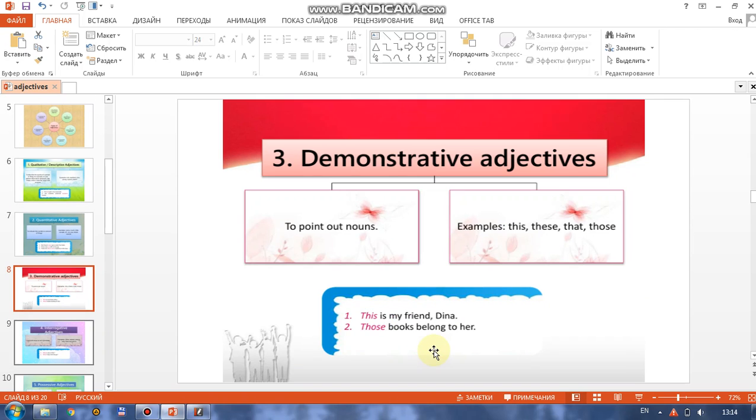Next, demonstrative adjectives are used to point out nouns with the help of the demonstrative words this, these, that, those. This is my friend Dina. Those books belong to her. Here, these and those are examples of demonstrative adjectives.